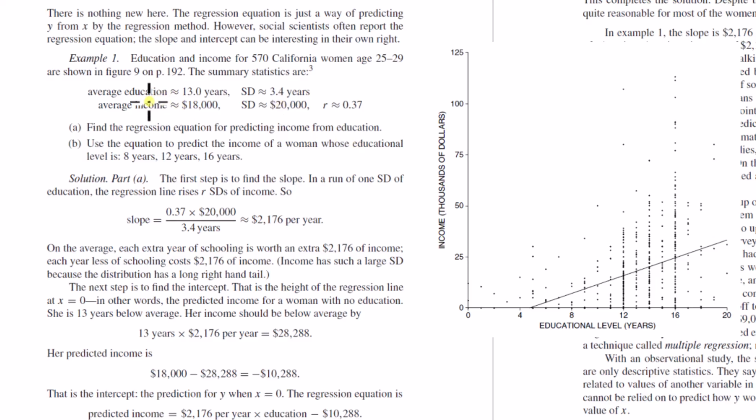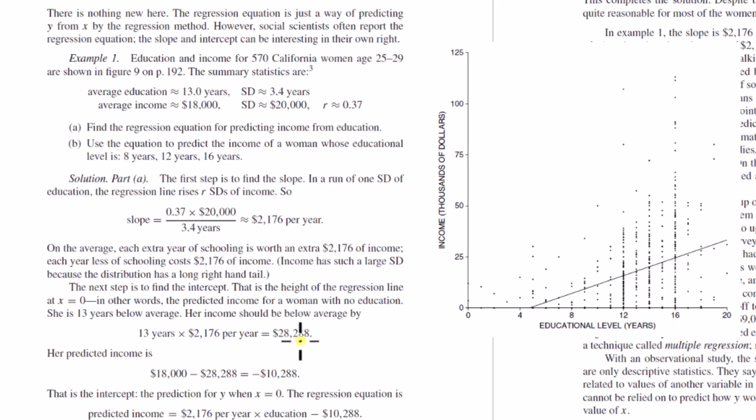So the x-axis is education. So we go 13 years to the left, below average, right? So what does that mean when you calculate the slope? What's the slope? $2,176 per year, right? 0.37 times 20,000 over 3.4. So if you go 13 years to the left, then how far do you need to go down? 13 times this dollars per year. Yeah, 13 times this. And so that's going to be the y-intercept. Yeah, 13 times 2,176 per year.